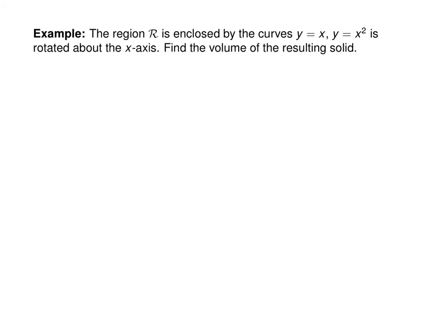Let's do another one of those. So the region R is enclosed by the curves y equals x and y equals x squared, and this is rotated about the x-axis. So let's sketch these curves. So y equals x is this line, and y equals x squared is a parabola. These curves will intersect at the points 0, 0 and 1, 1, and we're going to take the region between the two curves and rotate it around the x-axis.